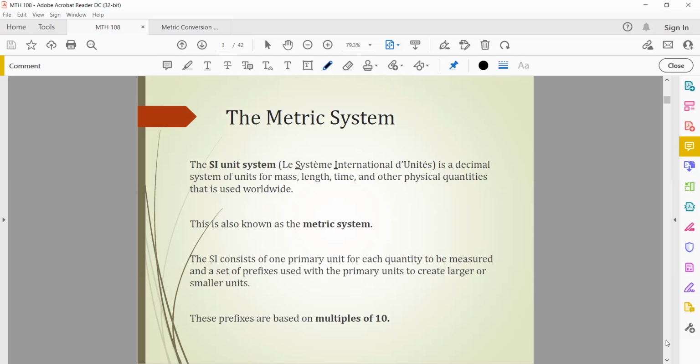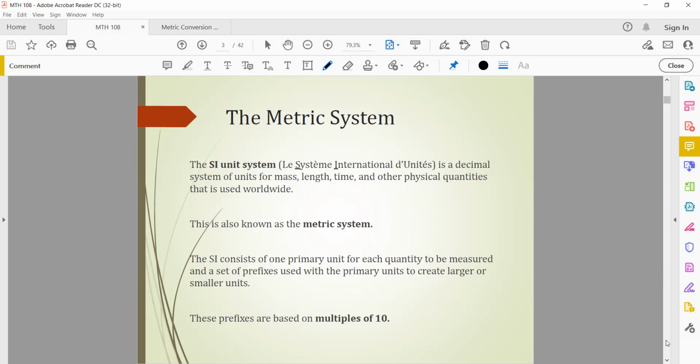Okay, so the metric system is an international system. It's used in Canada and in virtually every other country except for America, and I believe one or two other countries. But otherwise, the metric system is used by pretty much every country. So it's also known as the SI unit system, which is French for Le Système International d'Unités. I definitely pronounced that wrong. So it's a decimal system of units for mass, length, time, and other physical quantities that is used worldwide, also known as the metric system.